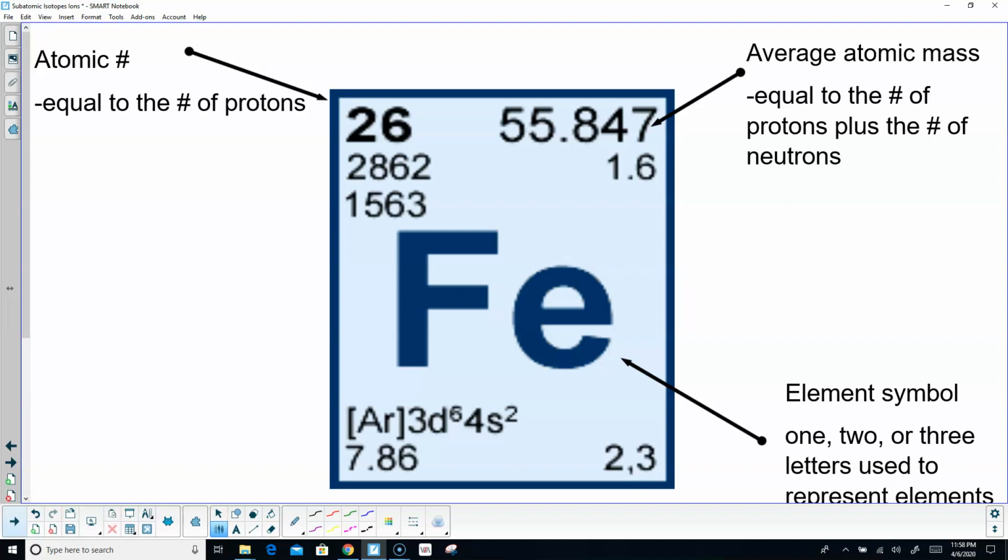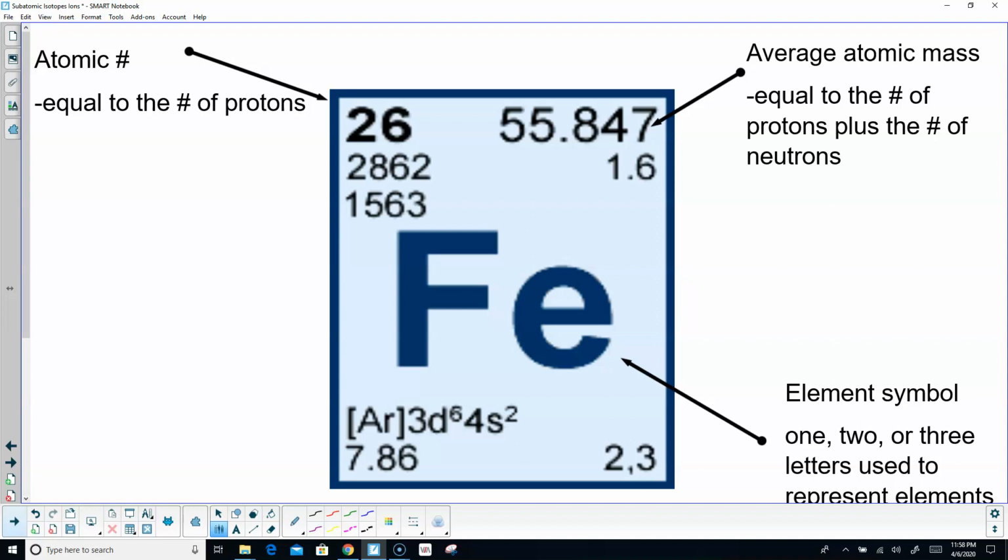You're going to notice up in the upper right-hand corner of this particular example, this is what's known as the average atomic mass. You will note that the mass is equal to the number of protons plus the number of neutrons. And that makes sense because, as you'll recall from a previous slide, only the protons and neutrons have mass. The electrons are massless, so they don't count.